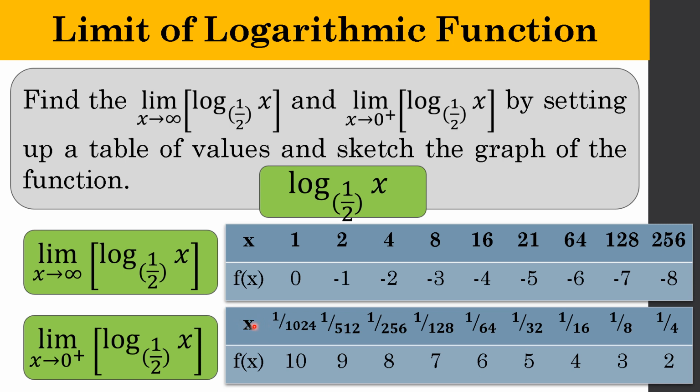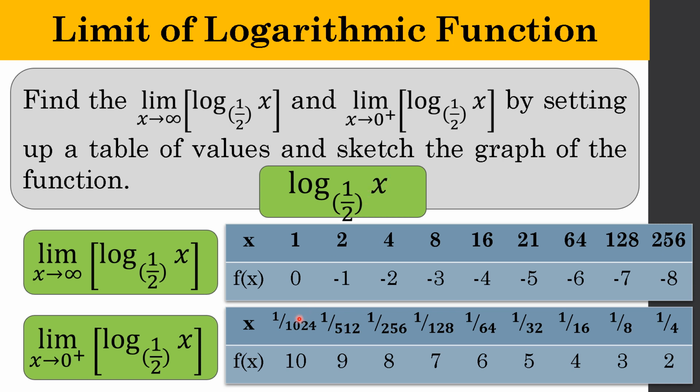So, we have values of x: 1 over 1024, 1 over 512, 1 over 256, and so on, until 1/4. So these are values of x from the right of 0. Para makuha yung value ng f of x, ganun pa rin yung cases natin. Lahat ng x, papalitan mo lang po sa ating function.